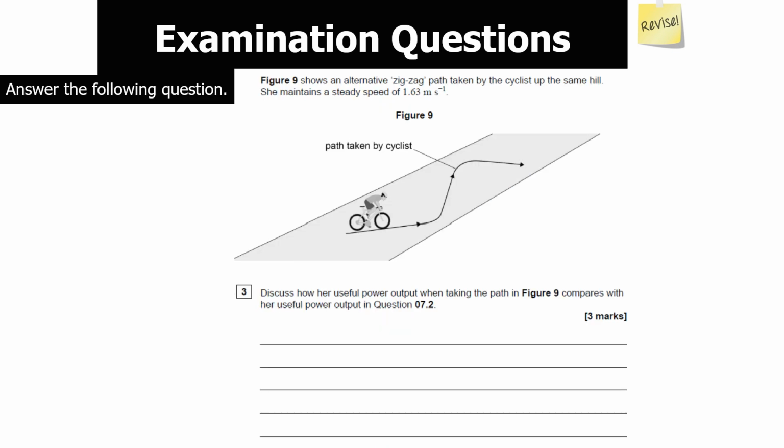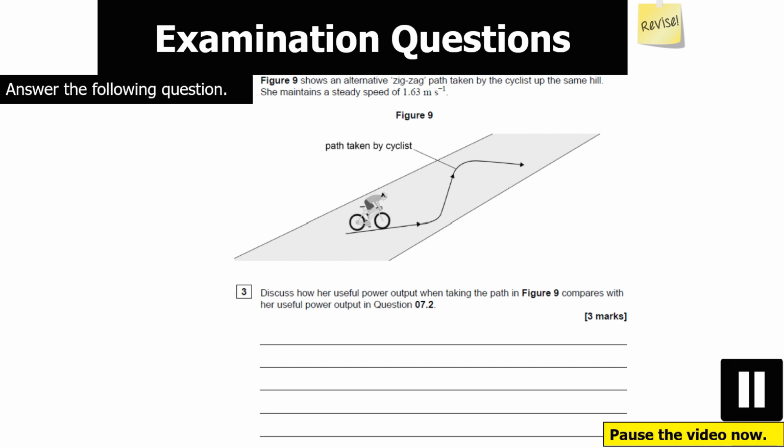Now the next question says figure 9 shows an alternative zigzag path taken by the cyclist up the same hill. She maintains a steady speed of 1.63 meters per second. Discuss how her useful power output when taking the path in figure 9 compares with her useful power output in the previous question. So pause the video now, then unpause the video when you want to go through your answer.